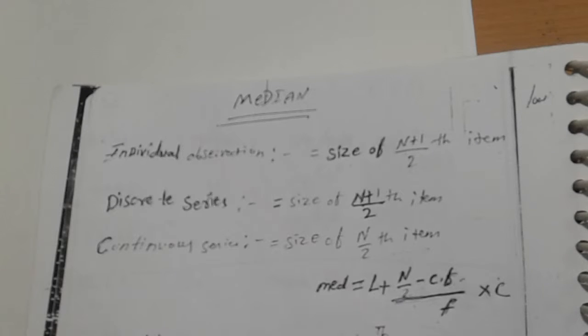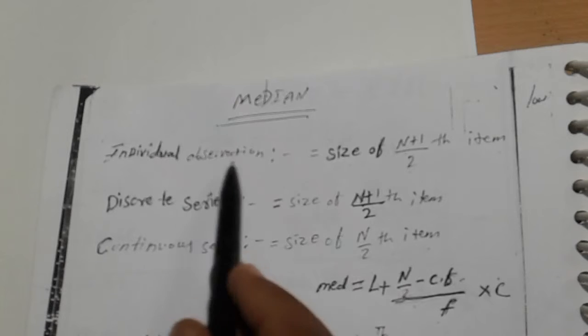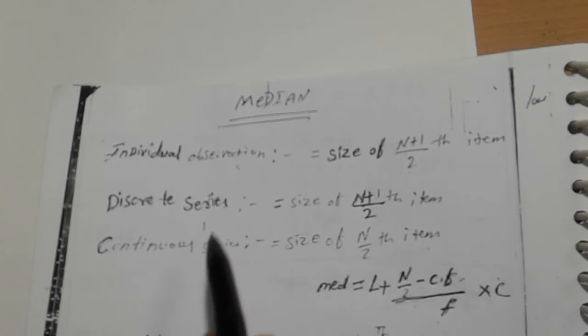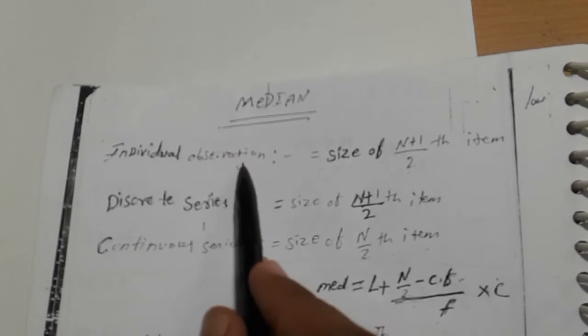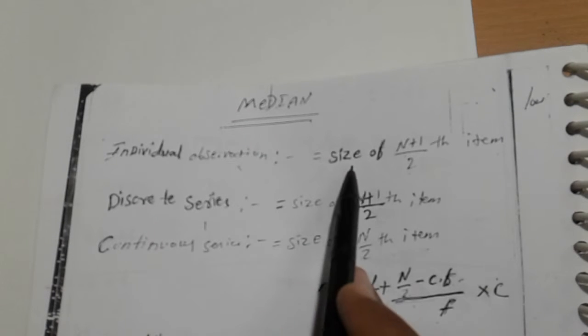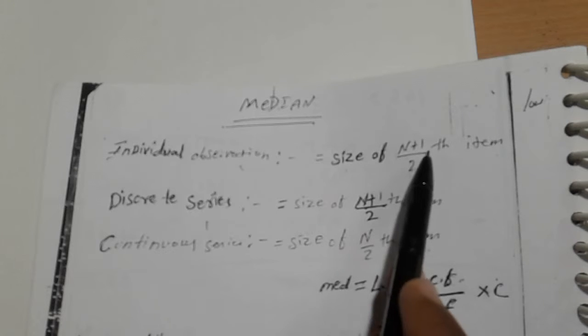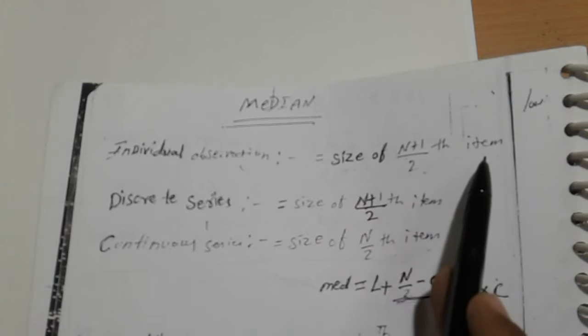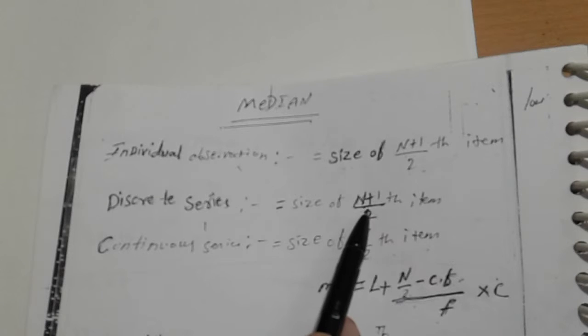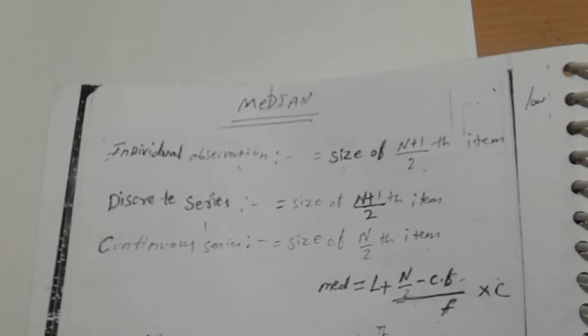Hello friends, in this video we are going to see the median in business mathematics, business statistics or quantitative techniques. Median means mid value, center value. There are three series to calculate the median: individual, discrete and continuous. In individual series and discrete series the formula is the same: size of (n plus 1) divided by 2 item.